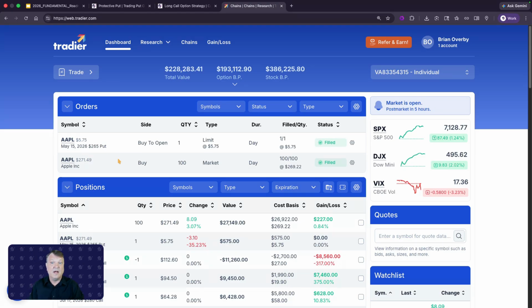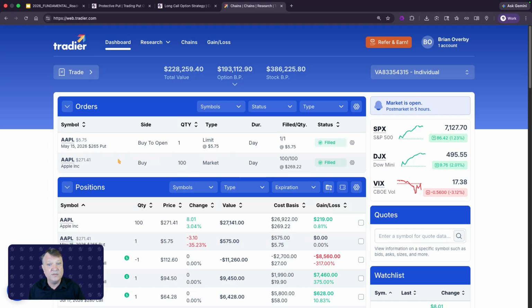So I'm doing this trade saying that the most I want to lose on Apple, if the earnings report is perceived as bad and the stock sells off, is going to be 4% over the next 28 days.